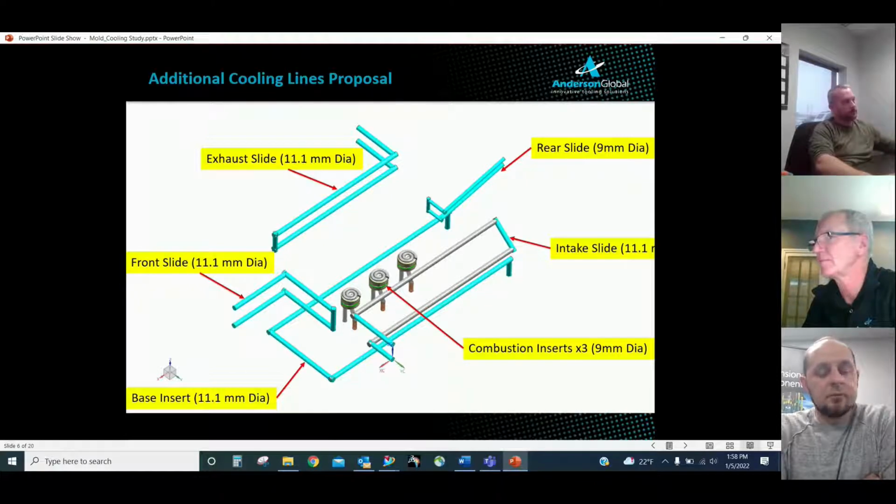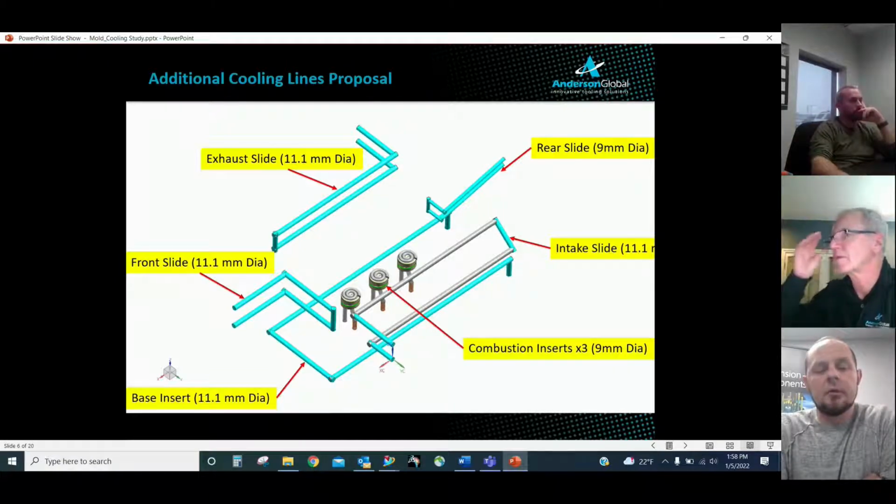Yep, we just want to extract as much thermal energy as possible in the shortest amount of time. More cooling, the better. However, you have to be careful to not change the solidification pattern. So we had a cooling line in each slide, and also a combustion insert spiral cooling on each. Let's just talk a little bit about that.